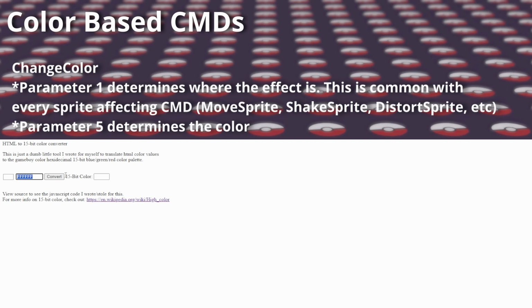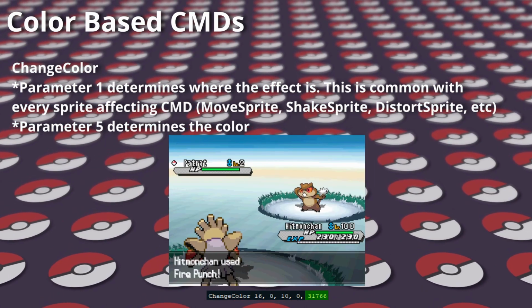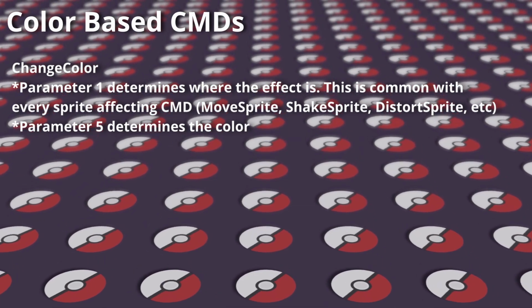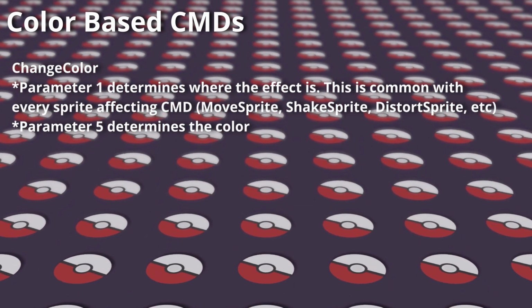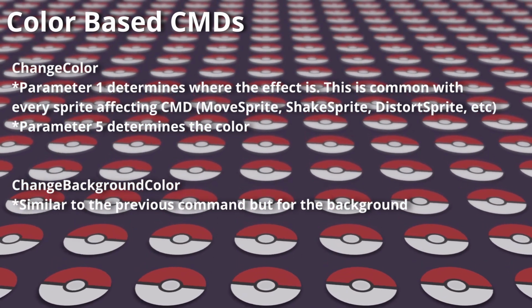Converting it from hex color format to 15-bit and then translating that to decimal seems to also do the trick. My guy has a link to the converter if you want to see for yourself. Finally, if you want to instead change the background color, you can use change background color, which with the exception of parameter 1, pretty much has the same parameters as change color.